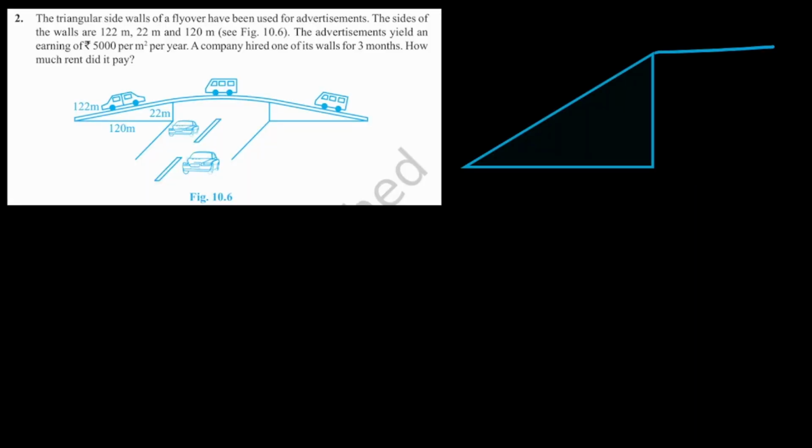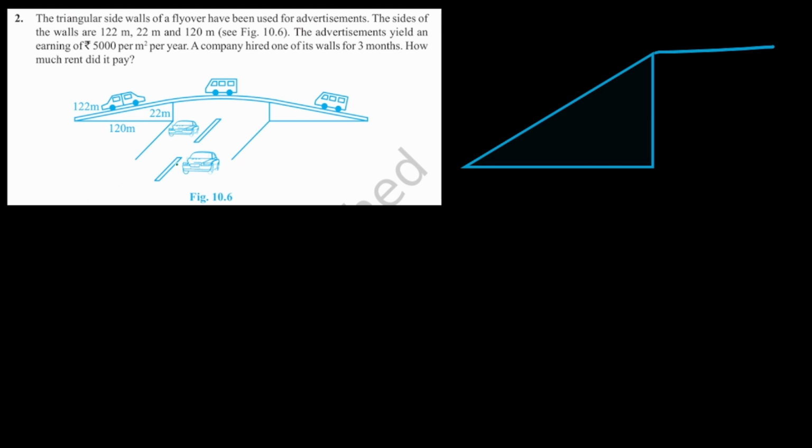Now this is the second question. In this question, a triangular side wall of a flyover has been used for advertisements. The sides of the wall are 122 meter, 22 meter and 120 meter. The advertisement yields an earning of rupees 5,000 per meter square per year. A company hired one of its walls for 3 months. How much rent did they pay?